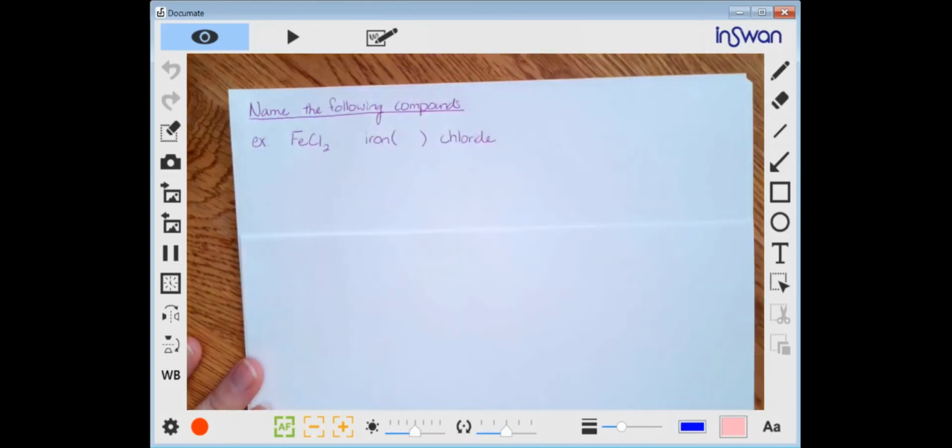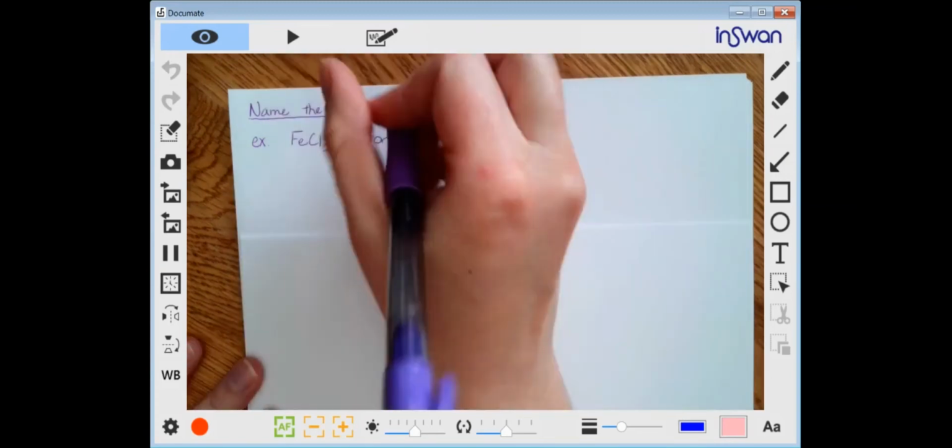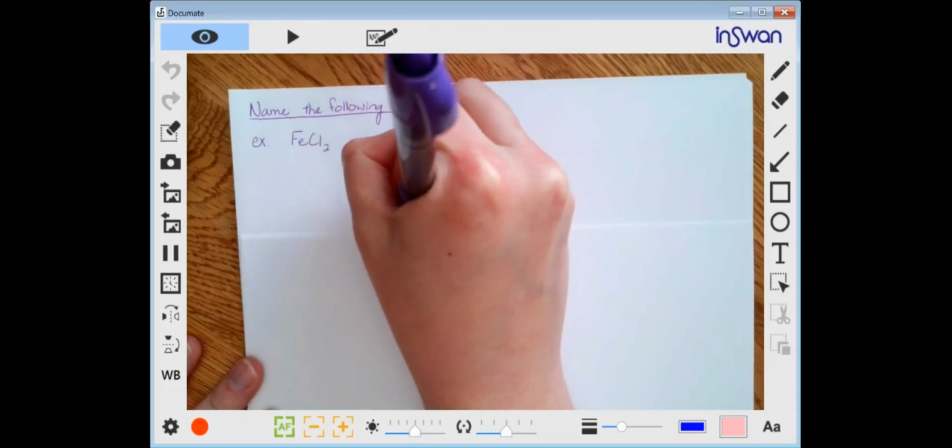Okay, so now let's figure out the charge of the iron. Well, the important thing to remember here is that we have to have charge balance, meaning for every negative charge we have to have the same amount of positive charge. So we're going to do a little bit of a simple calculation.